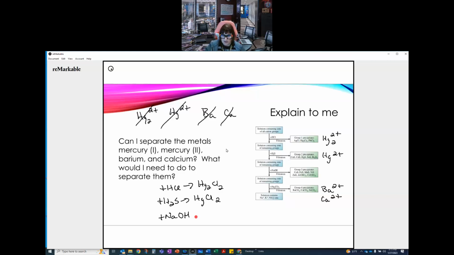Now nothing comes out here. And I then have to add that Na2CO3, and that will give me the BaCO3 and the CaCO3. And again, I'm going to have to be careful how I manage that. So I may be able to fractionally precipitate to get one of them. I may just precipitate them all out. It depends on what I'm trying to do, how I will handle that. But that is where I would get them. Okay, awesome.